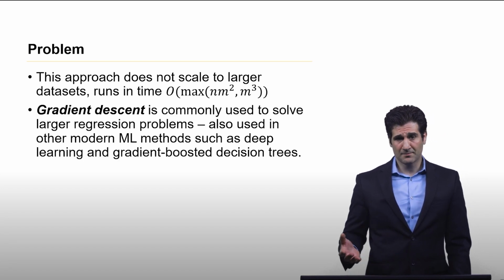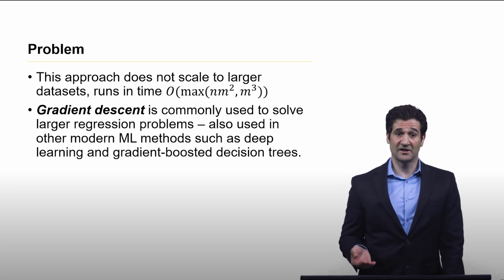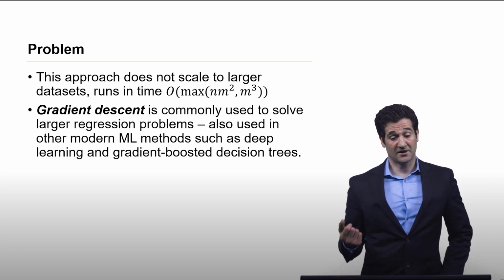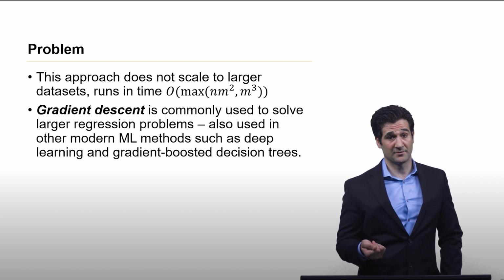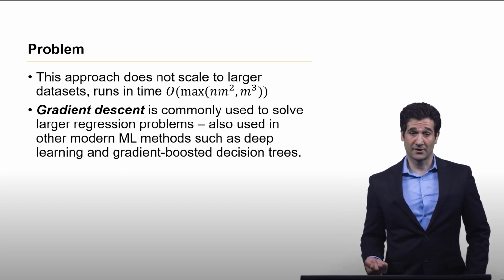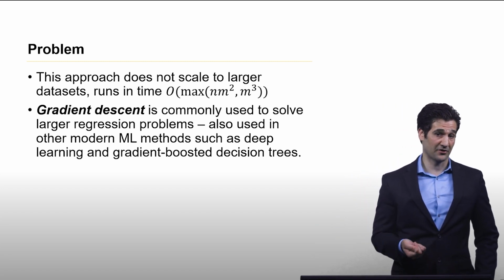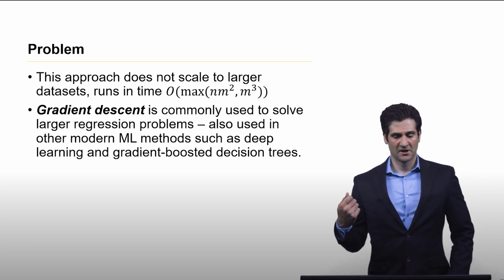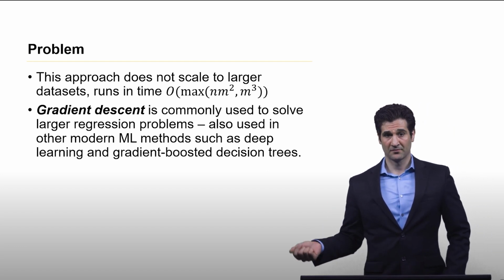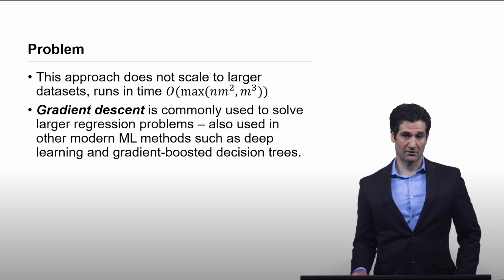And so what ends up being used in practice is a technique called gradient descent. And actually this is like the workhorse of machine learning. It's not only used for regression problems, but it also gets used for things like neural networks, gradient boosted decision trees, and many other things like logistic regression as well.